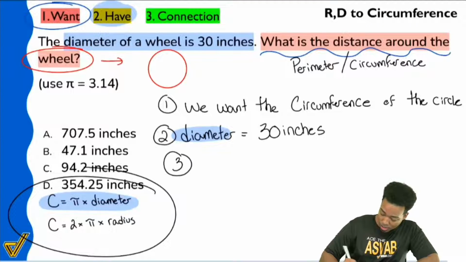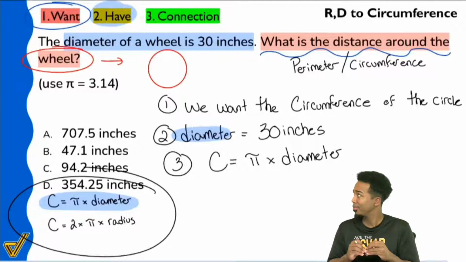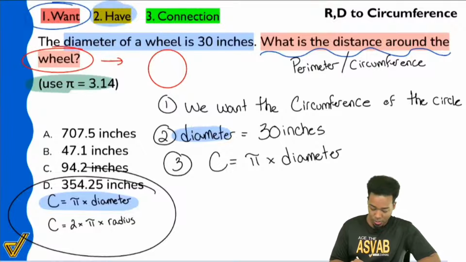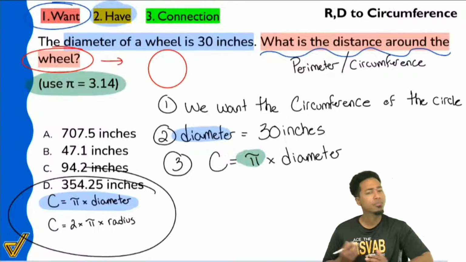Step 3, that's the connection. Circumference equals pi times diameter. Everyone, we know what the diameter is. What should we use for pi? Does it tell you in the problem? What does it say? 3.14. So right here, just pay attention. It says use 3.14 for pi. So that's what we'll do.